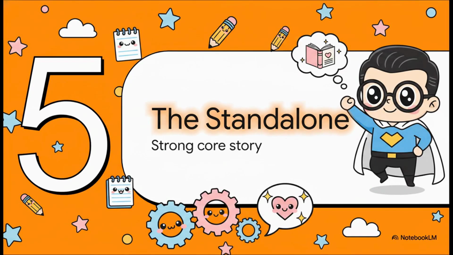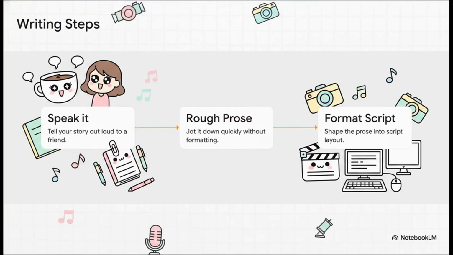Which brings us to Section 5, Step 3, the standalone test, ensuring your core story is strong enough. This is a brilliant concept championed by digital storytelling pioneer Joe Lambert. He frequently reminds creators that your script must be compelling entirely on its own.